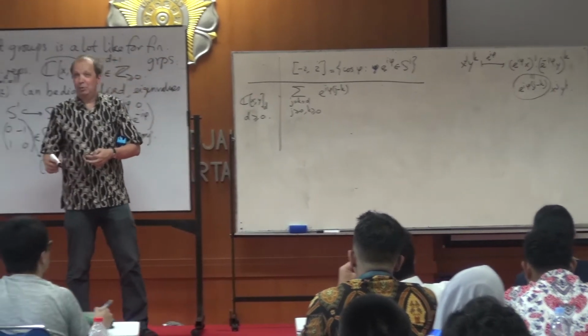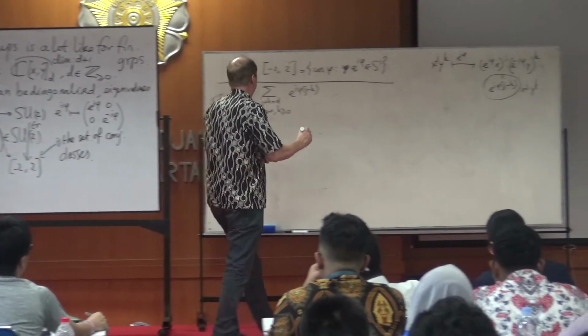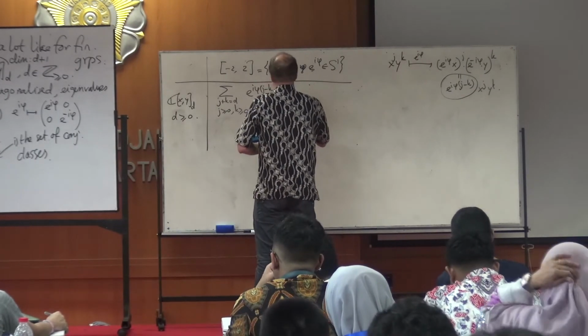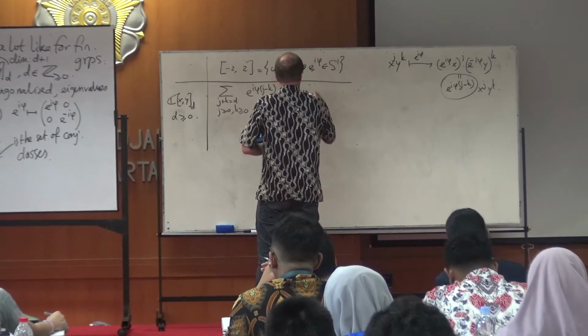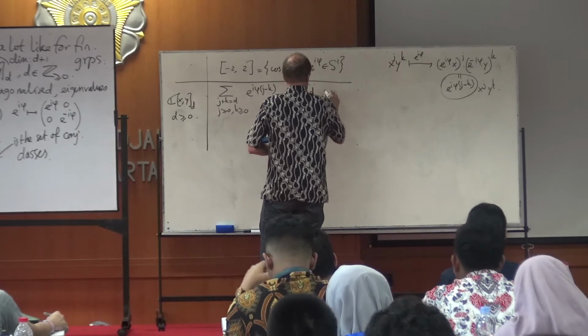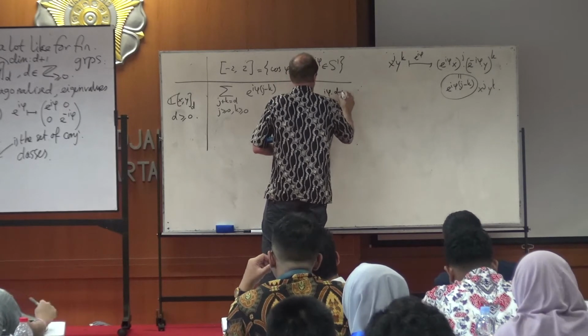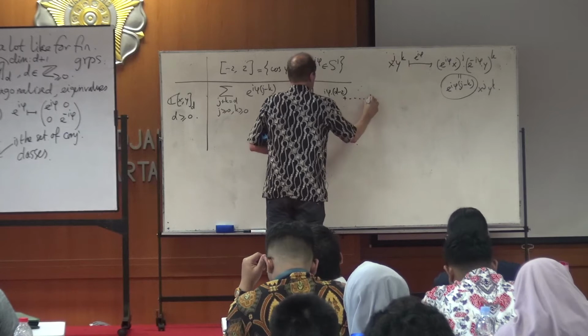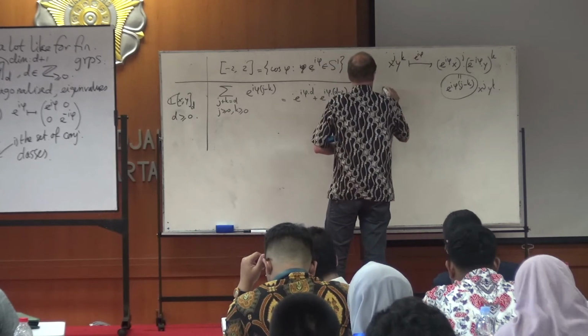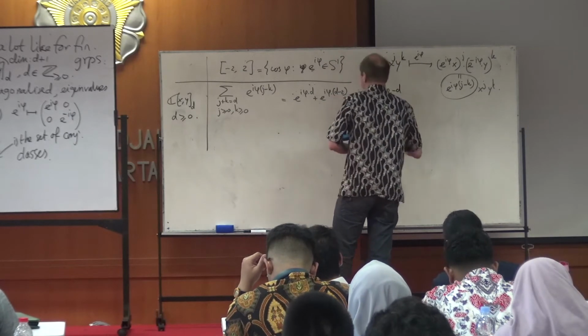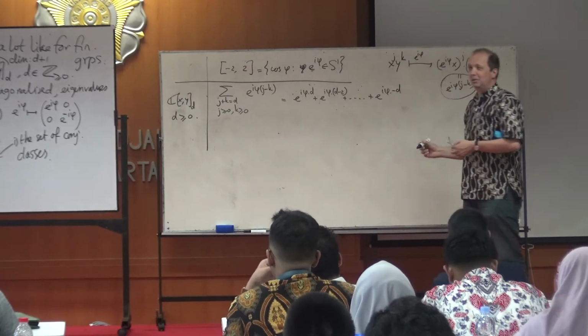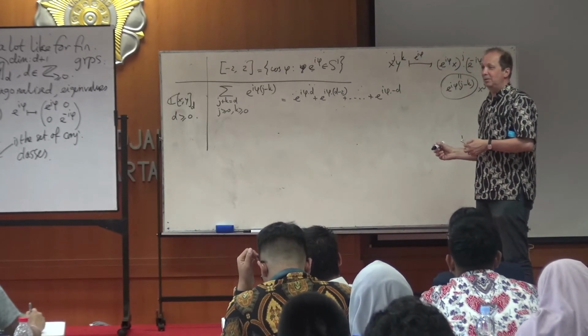Is it visible? So you could say this is e to the I phi times d plus e to the I phi times d minus 2 plus, and so on, up to e to the I phi times minus d, right? You just go down like that. Yeah?